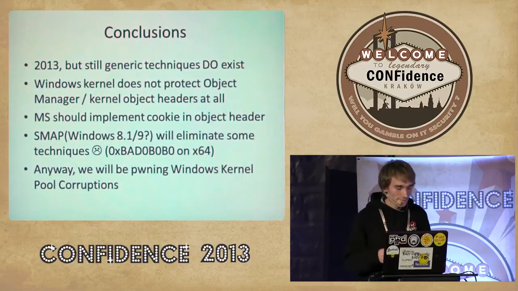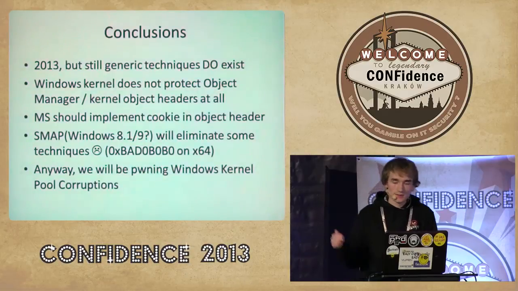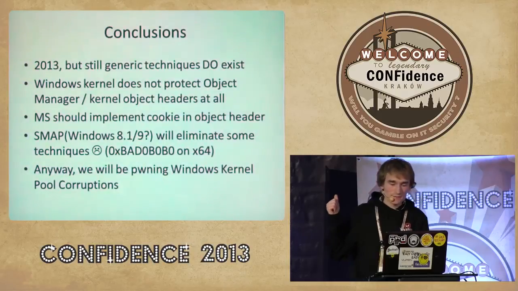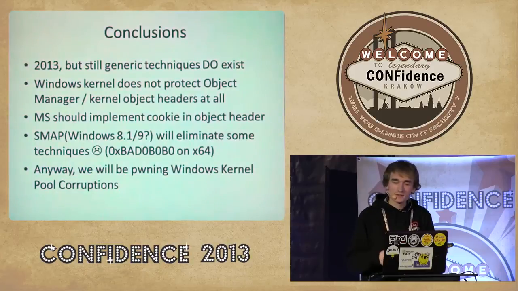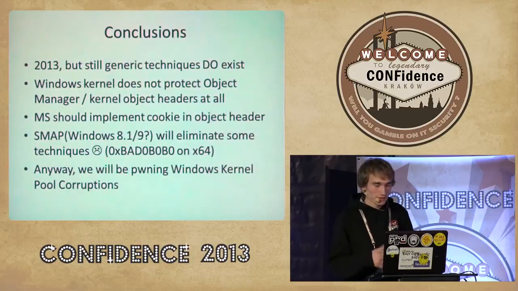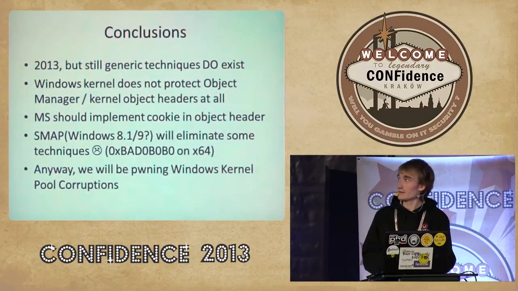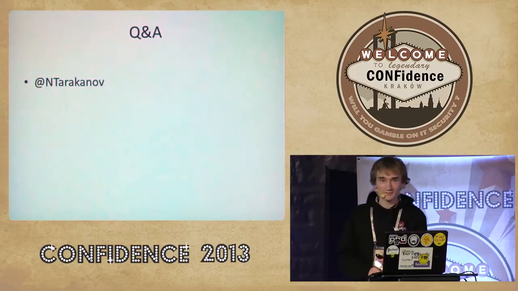And if Microsoft implements SMAP in Windows 8.1 or maybe 9, it will eliminate one idea using BAADBOOO on a 64-bit operating system. But personally, I think that it's not going to change a lot. I think that we'll be pwning the Windows kernel pool corruptions forever. So that's it. Any questions?